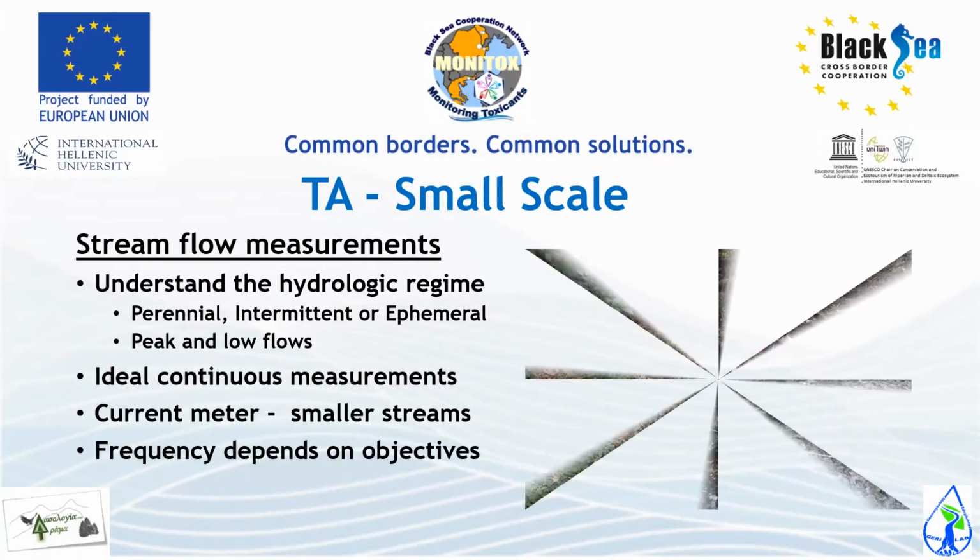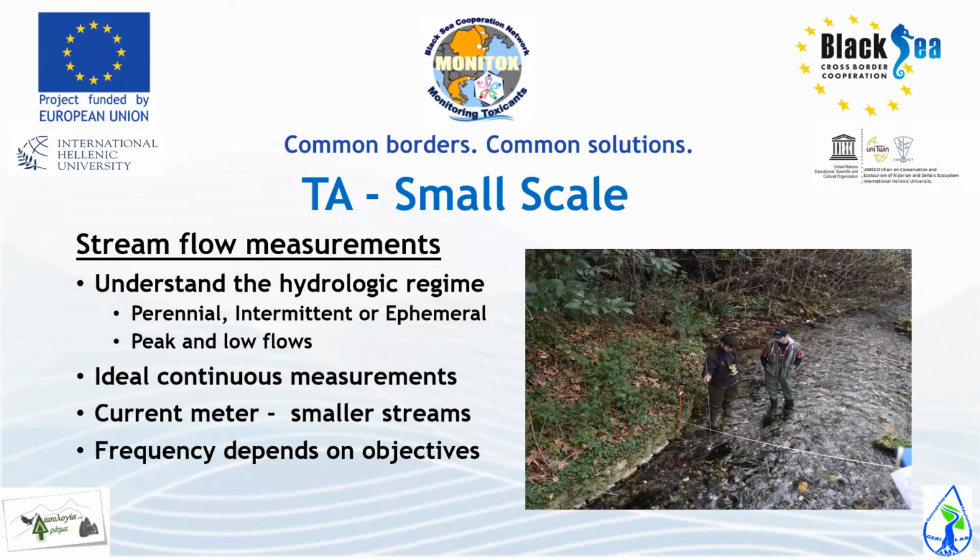So let's start with the most basic. You have a stream, you need to know what the hydrologic regime is. Especially in the Mediterranean, you'd like to know if it's a perennial stream, intermittent stream, ephemeral stream. You'd also like to know when the peak flows are, so you know when there's a potential for flooding, but also when the low flows or no flows are, because in that case you might have some problem with drought. Ideally, you'd like continuous measurements. Of course, this is quite difficult.